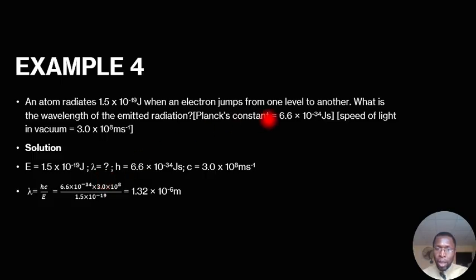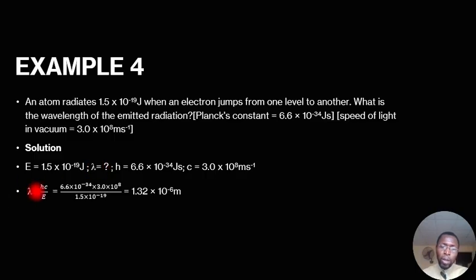We are also given the Planck constant to be h, which is in the bracket there. We are given the speed of light, which is c. The speed of light is represented with small letter c. But we are made to determine the wavelength. The wavelength is our lambda, so the lambda is unknown.